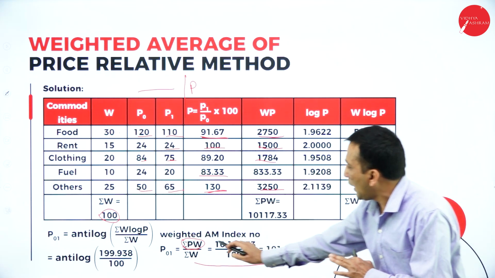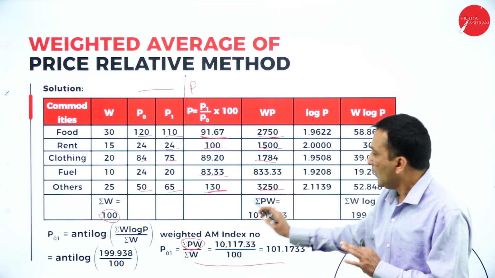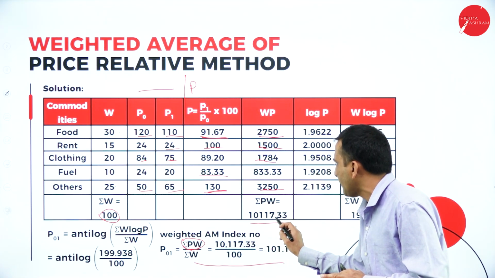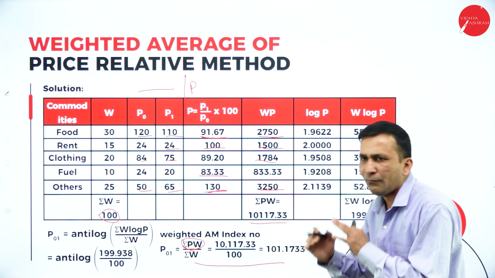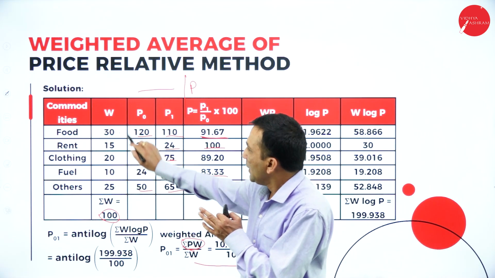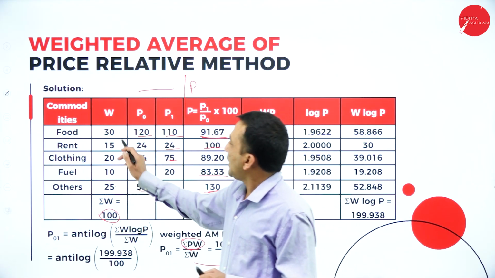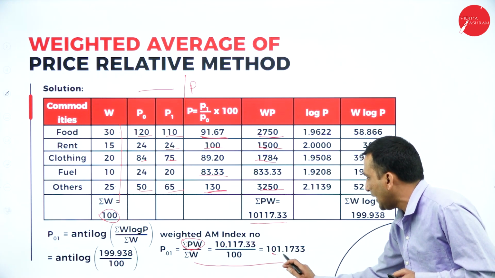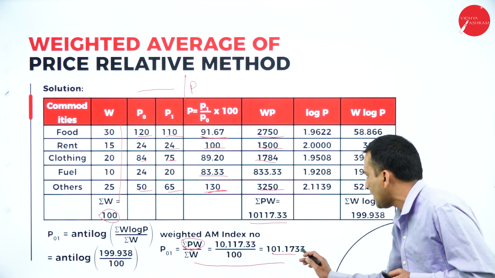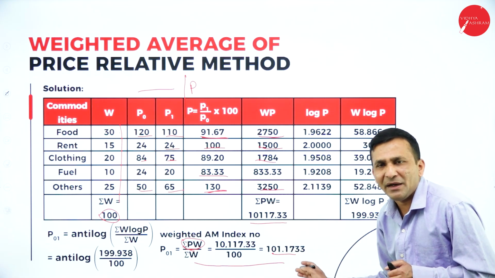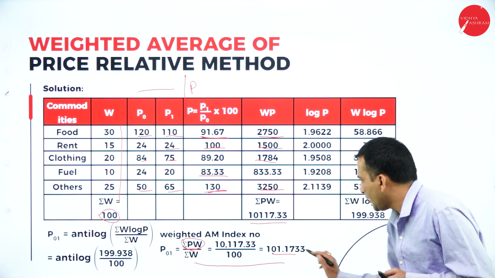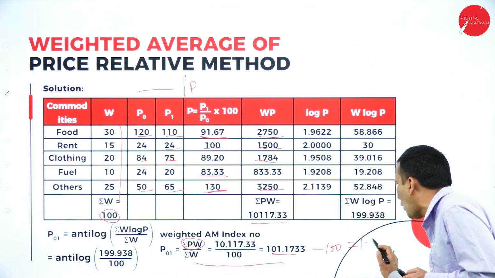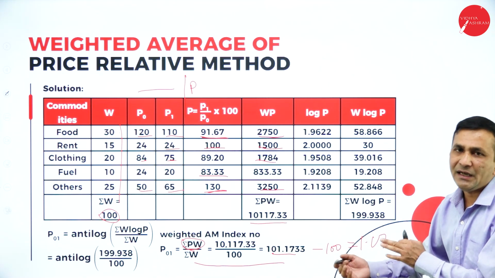Now, according to the formula, in the numerator we are taking this total, which is nothing but sigma PW value, 10,117.33. Okay, we got the total for the numerator. And the denominator, how are we getting it? Whatever is given in the question, we are taking the weight total, we are getting 100. So if you simplify, easily we can get 101.1733. So when you are writing a comment based on the arithmetic mean, you are just subtracting the base year, always considered as 100. So you are writing 1.17 increase in the current year price index.